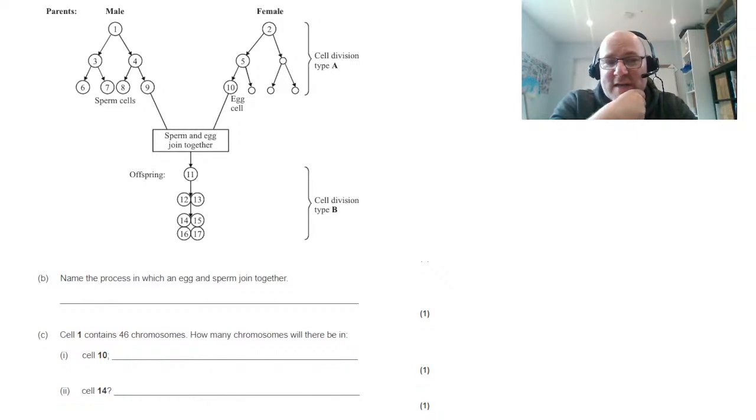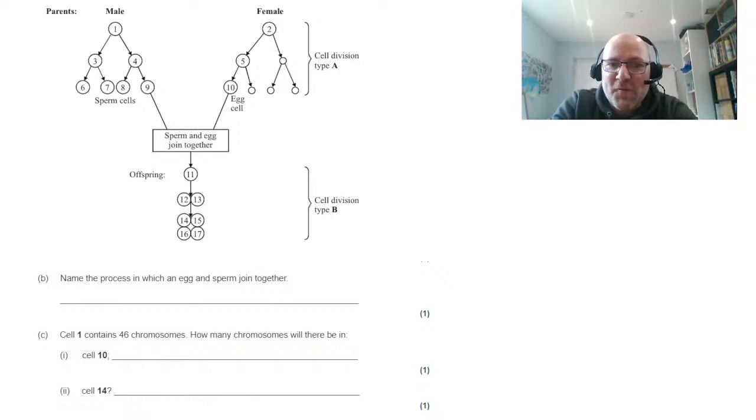Cell 1, this is difficult. Cell 1 contains 46 chromosomes over here. How many chromosomes will there be in cell 10 and 14? Well, cell 10 is an egg cell, guys, so don't let all the other stuff confuse you. How many chromosomes are in an egg cell? It tells us cell 1's got 46, but how many would be in an egg cell? 23, that's right. 23, yep, 23.